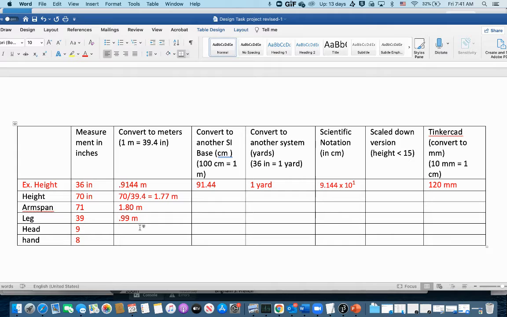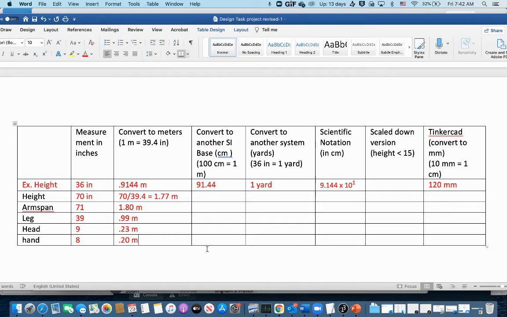Head, I'm going to go ahead and take 9. This should be a small number, right? Because 9 divided by 39.4. And that gets me 0.23 meters here. And then hand, I'm going to take 8 divided by 39.4. And I get 0.20.